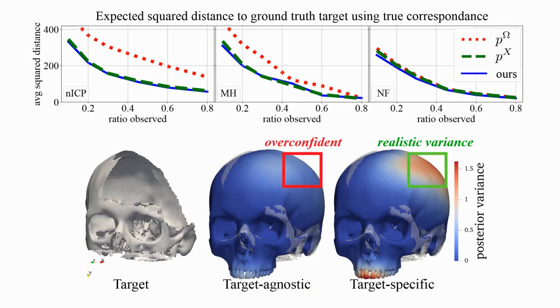Here, the top row shows a synthetic femur reconstruction experiment. For all the tested inference methods, like NICP, Metropolis Hastings, and normalizing flows, target-specific models, and also our projection, perform better than target-agnostic models. They provide a higher accuracy reconstruction. Additionally, we showcase that our method works for more complicated applications, like a noisy skull reconstruction. Here, target-specific models provide more realistic variants.